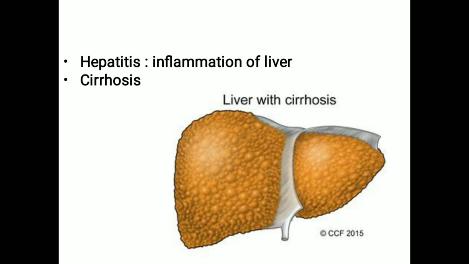After that, there are some ligaments related to the liver. The ligaments of the liver are the falciform ligament, right and left triangular ligament and coronary ligament. Then the lobes are the right lobe, left lobe, caudate lobe and the quadrate lobe. These are the lobes of the liver.